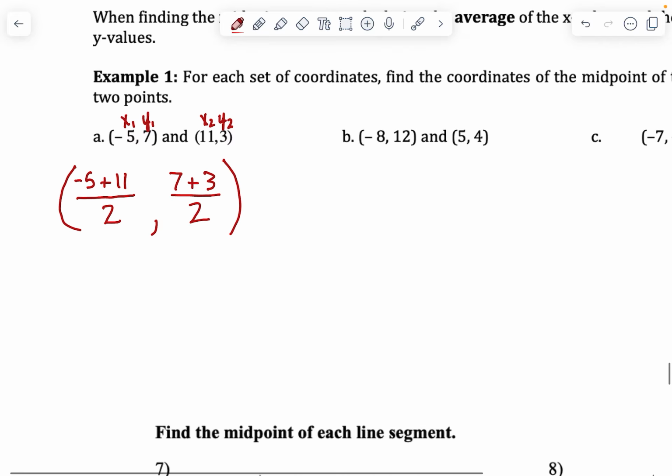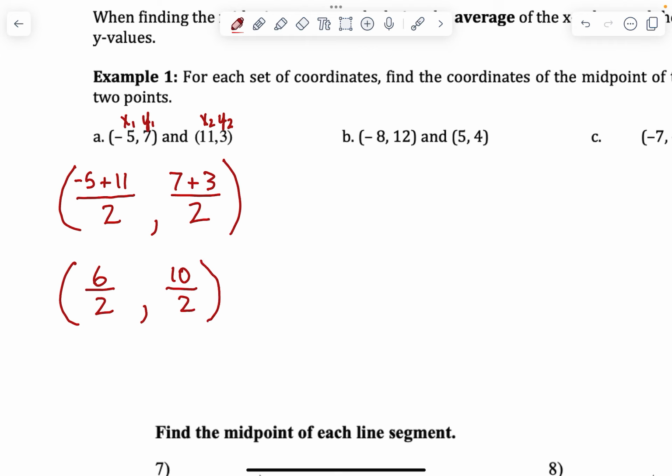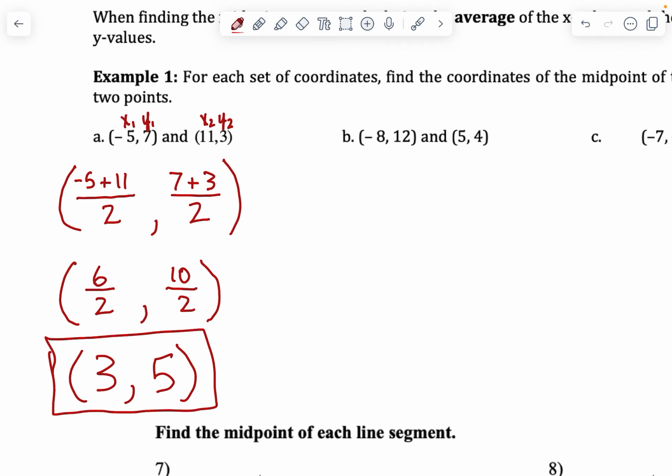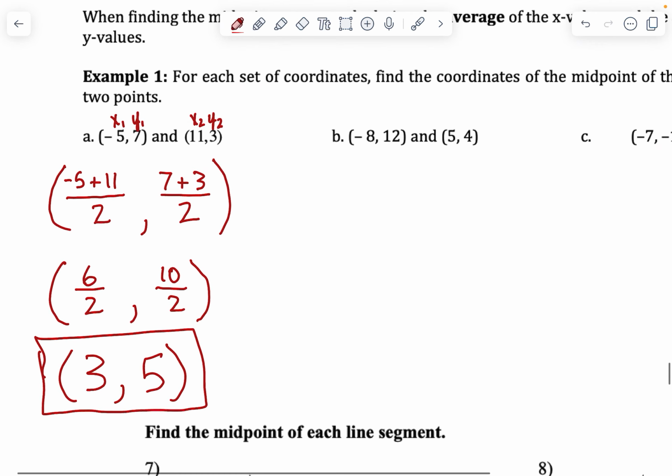When I go through to simplify these, I'm going to do negative 5 plus 11, which gives me 6 over 2, and 7 plus 3 gives me 10 over 2. Once you get to this step, if you can, we want to simplify this. Can I do 6 divided by 2? Yes, I can. That gives me a 3. Can I do 10 divided by 2? Yes, I can. That gives me a 5. There is my midpoint between the points negative 5, 7 and 11, 3.